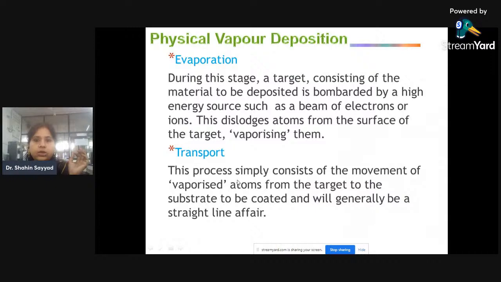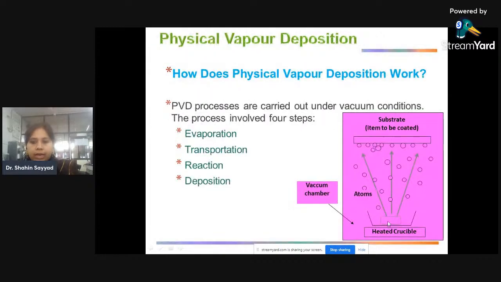We will see what is evaporation. So evaporation, it is just a stage. During this stage, a target which consists of the material to be deposited, यानी जो material आपको deposit करना है, that target material is bombarded by a high energy source such as a beam of electrons or ions. Okay, so what happens when such a beam of electrons and ions is bombarded on that material? This dislodges the atoms from the surface and vaporizes them. अब आपके एटम्स उसी टारगेट से क्या हो गए, ड्यूरिंग इवोपरेशन एटम्स आर वेपराइज्ड.